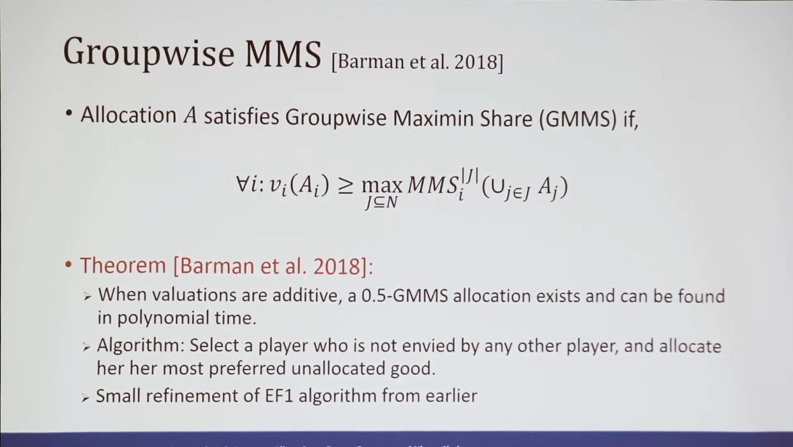What the algorithm does, actually it looks very similar to that EF1 algorithm we had right at the start. What they do is they allocate the goods one at a time. They select a player who's not envied by anyone, and they allocate them, rather than just an arbitrary good, they do something a little smarter. They allocate them their most preferred unallocated good. So just doing that slightly smarter thing suddenly gives you an algorithm which is pretty good. All right. I also want to point out that this is called group-wise MMS, but it's still really a guarantee on a single agent's utility, right? It doesn't really talk about utility guarantees we want to provide to groups of agents.